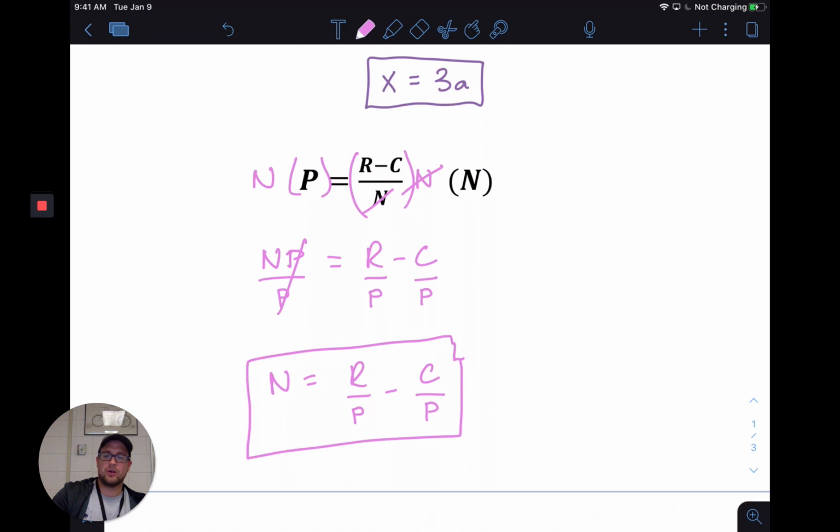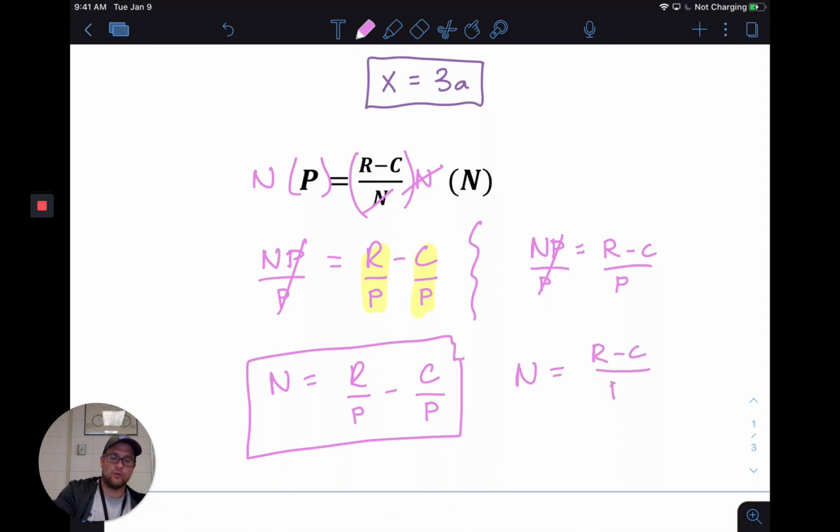Another way that this might look is, instead of dividing both terms by p, often we will see that they just divide that whole side by p. So another way that step could have looked is if I would have had np is equal to r minus c, dividing by p, we would get n is equal to r minus c over p. These two answers are absolutely equivalent to one another, meaning they work the exact same way. They're just different representations. I would take either one myself.